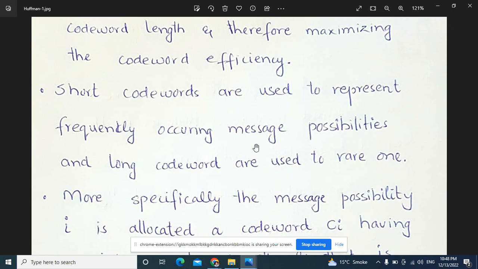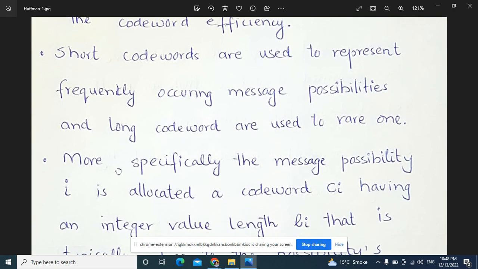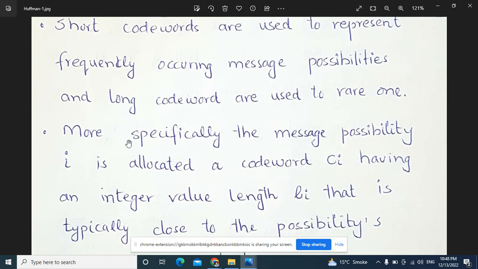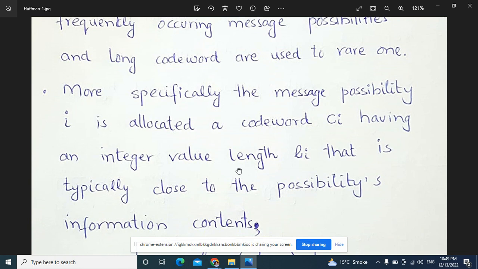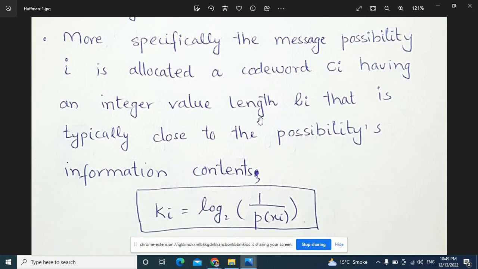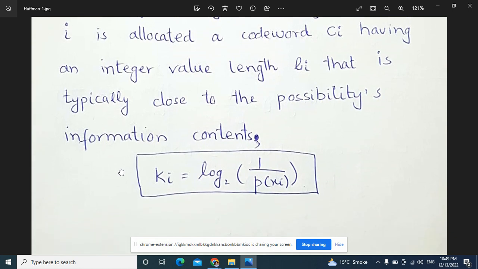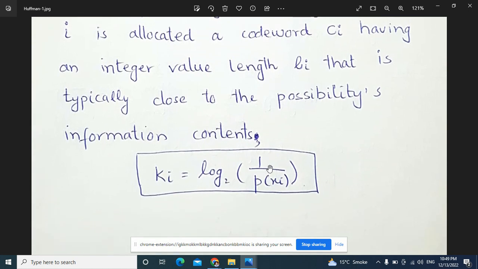You can use the short codes for those messages that occur many more times compared to those messages that occur very rarely. More specifically, the message possibility i is allocated a code word Ci having an integer value length Li that is typically close to the possibility's information content, and we know the definition of the information content is log 2 of 1 by the probability of that symbol.